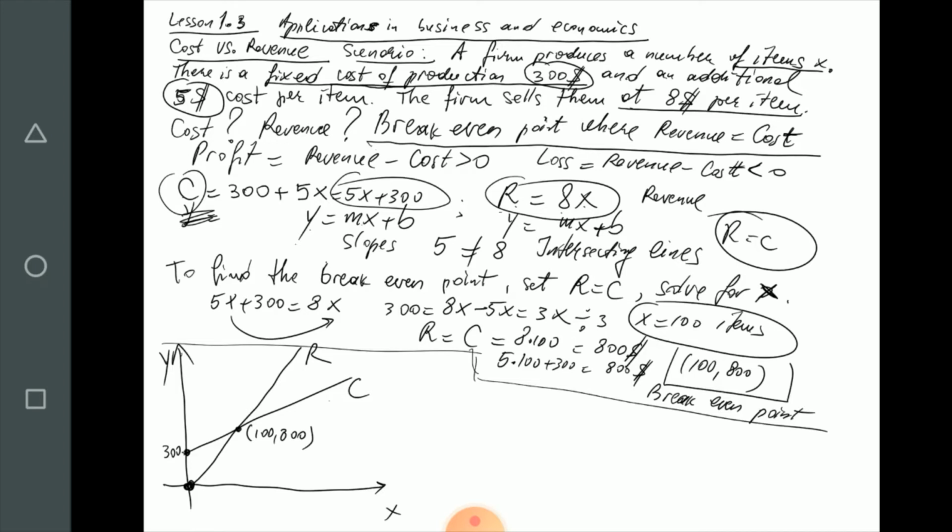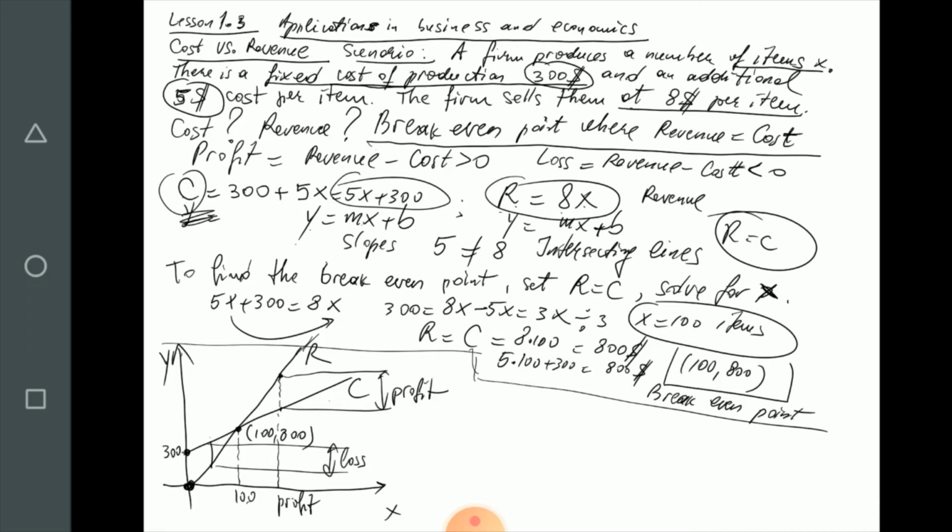And like I said, from a business planning perspective, if you produce anything different than 100, then you're going to have either a loss or a gain, right? So for example, if you produce anything above 100 items, your revenue is greater than the cost, so you'll have a profit. Or in other words, this difference here between the revenue and the cost will be a profit. But if you produce anything less than 100, then the difference will be a loss, because in that case, the revenue is below the cost line.